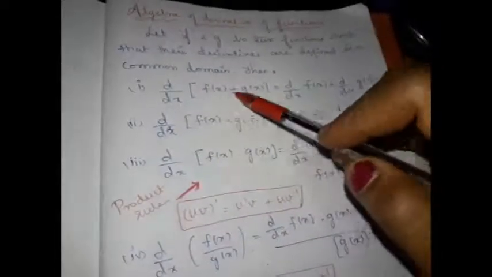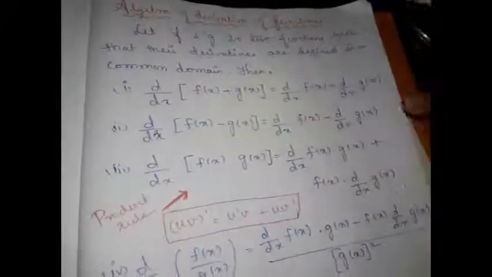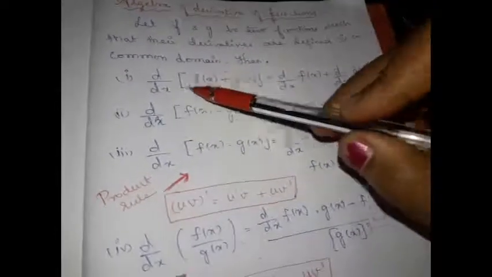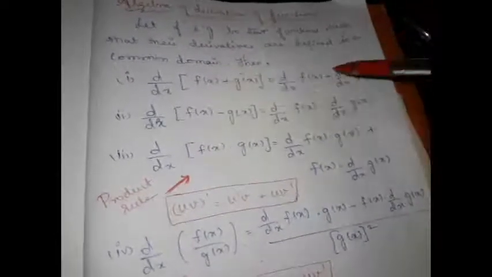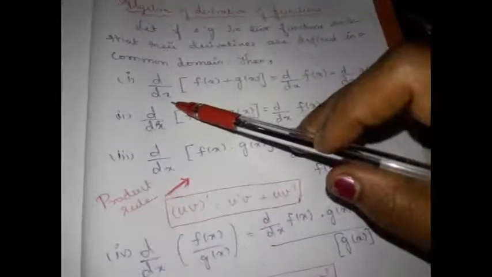If we have sum of two functions, then the derivatives can be written like this. d by dx of f of x plus g of x is nothing but d by dx of f of x plus d by dx of g of x. We can find the derivative of f of x separately, g of x separately, and then we can add, which is same as adding two functions and finding its derivative, right? Similarly with the difference of two functions, d by dx of f of x minus g of x is d by dx of f of x minus d by dx of g of x, right?